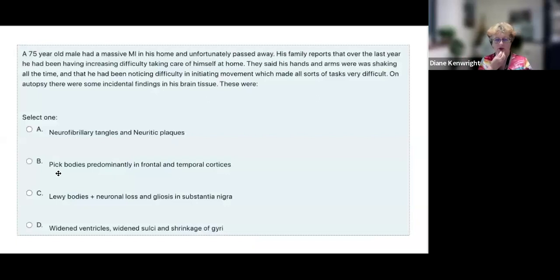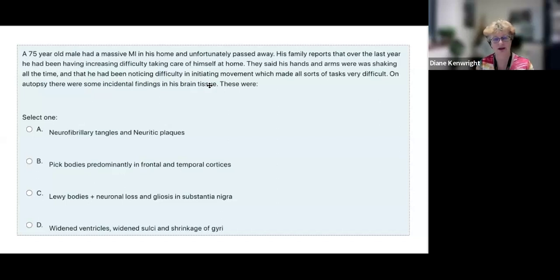Okay, so here we go. So here's a typical question. A 75-year-old male dies of an unrelated cause, but he's been having difficulty taking care of himself at home. These are the typical symptoms of Parkinson's. He has shaking of the arms and legs, difficulty initiating movement. And so what are we going to find in his brain tissue? Well, of course, we are going to find Lewy bodies in the neurons of the substantia nigra.